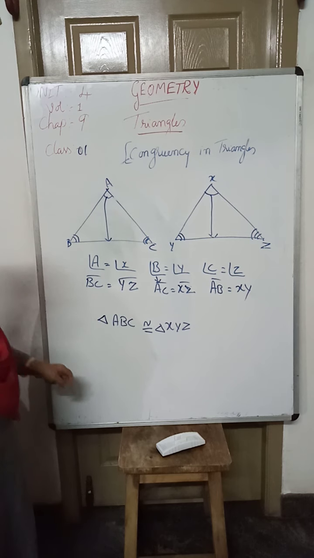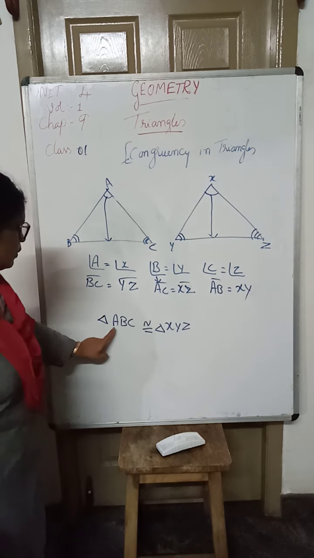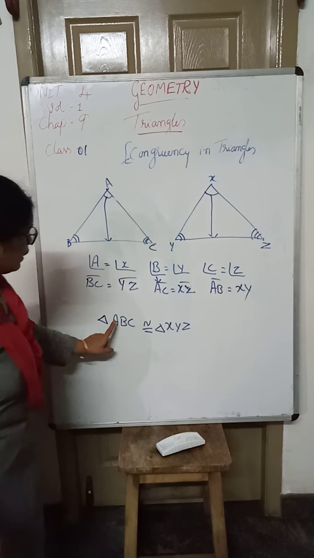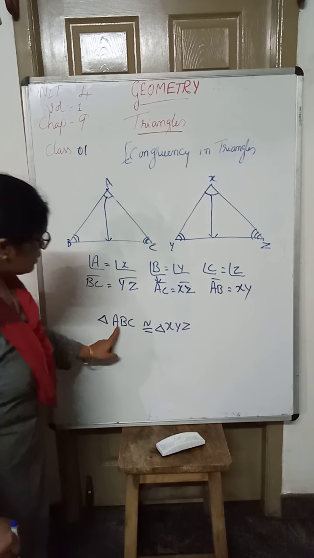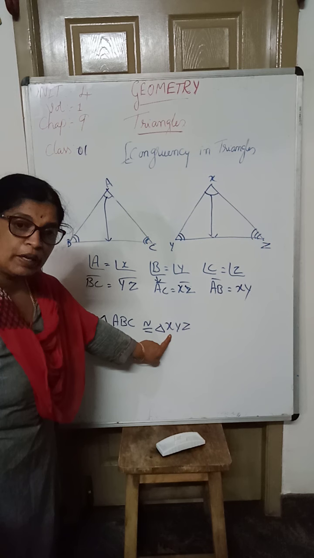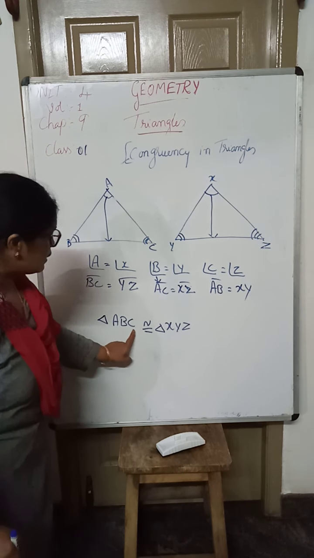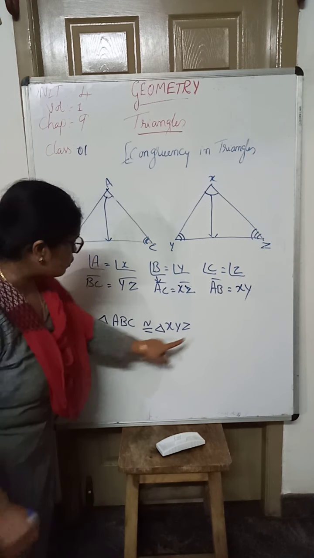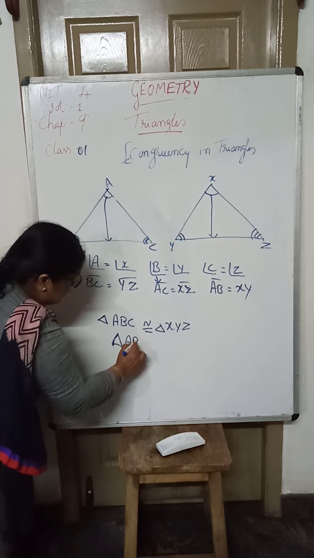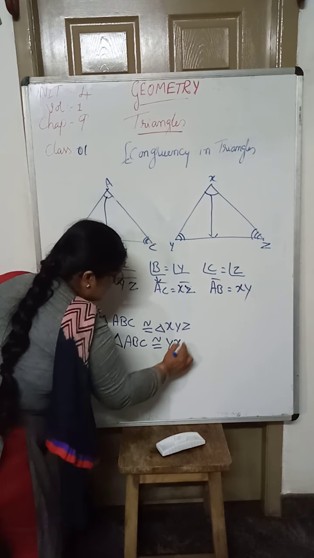Children, however we want or whatever we like, we can't write down. When we have written ABC is congruent to XYZ, A must be equal to X. Means the position of A is first and X also has to be first. B is second, here Y is also second. C is third and Z is also. If you have done like this, triangle ABC is congruent to triangle XYZ.